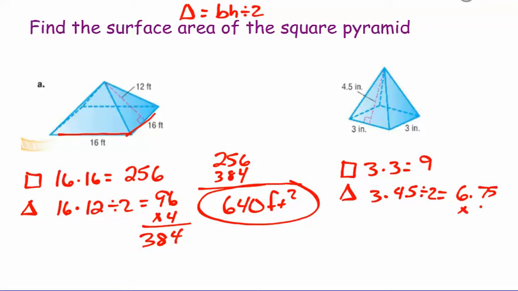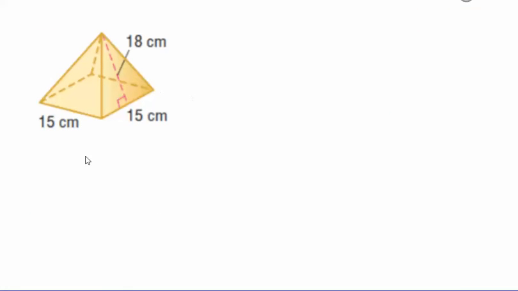But I have 4 triangles, so I'm multiplying by 4. And that comes out to be 27. So together, 27 plus the 9 for the square would be 36 inches squared. Okay? All right, let's turn it over onto the back. All right, I want you to pause the video and I want you to do this whole problem by yourself. Once you come back, your work should look exactly like mine. Okay, pause the video and come back.